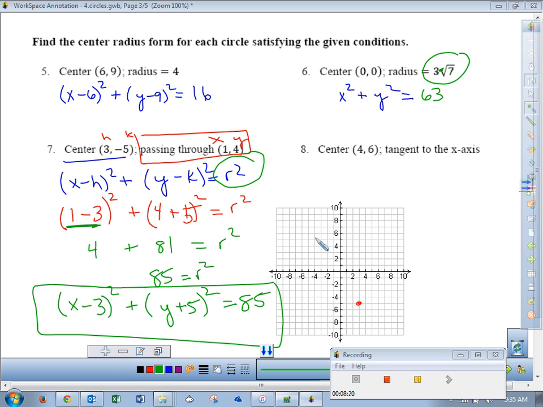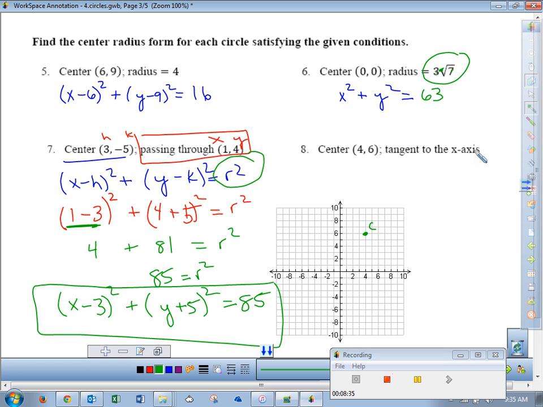Cool? This guy right here, again, I have a graph to show you what's going on. When you don't have a graph, you can always sketch a little graph and kind of plot these points generically and see where they're at. They say the center is at 4, 6. There's my center. And the circle itself is going to be tangent to the x-axis.